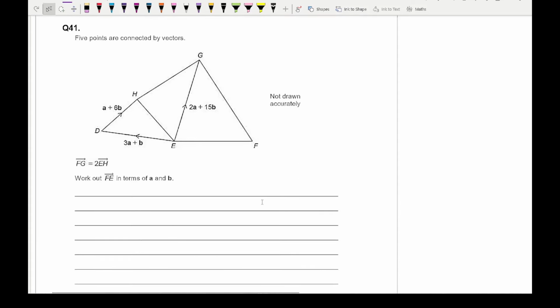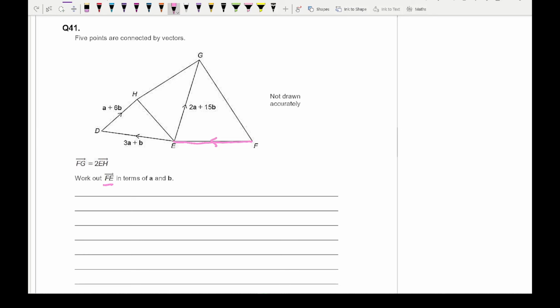Then moving on to the next question, it says that 5 points are connected by vectors, and it says FG is equal to 2 lots of EH. Work out FE in terms of a and b. So for this question, first of all, note what it is you actually want to work out. So I want to work out this line here, and notably F to E.